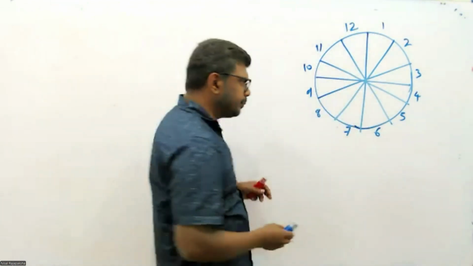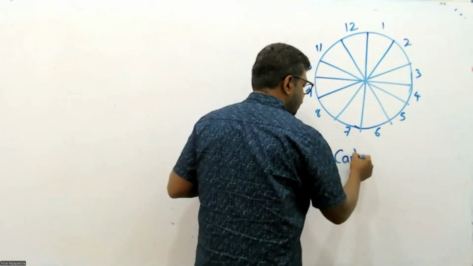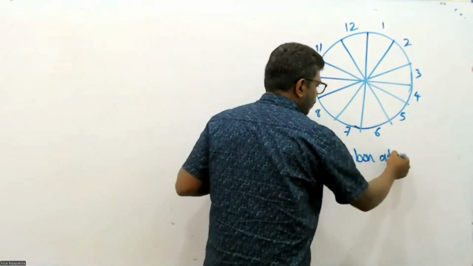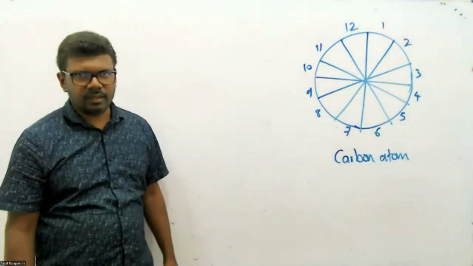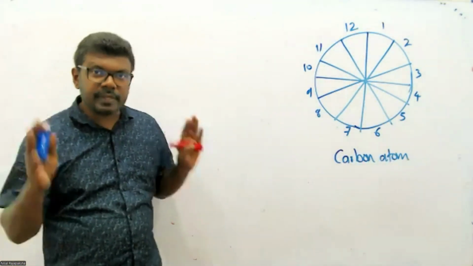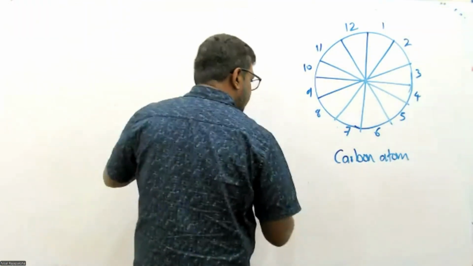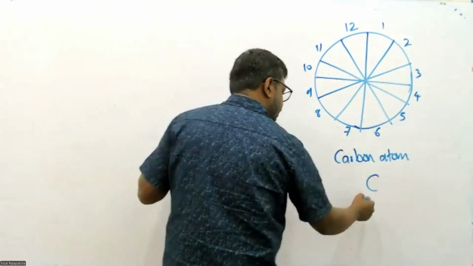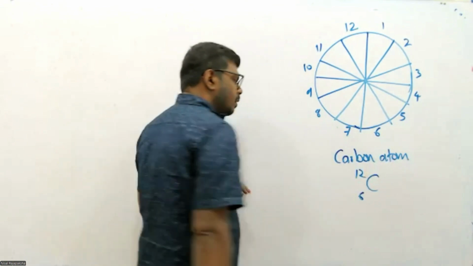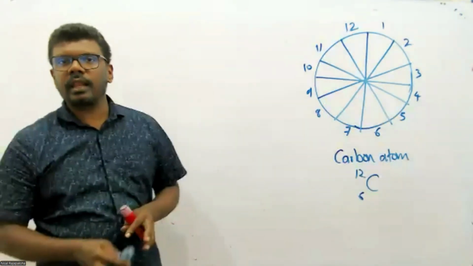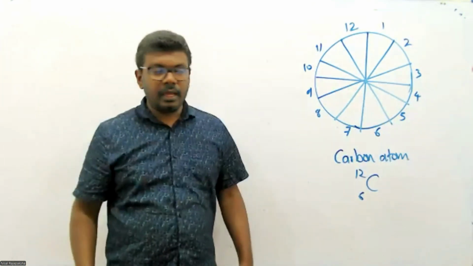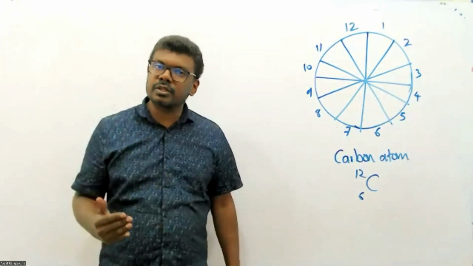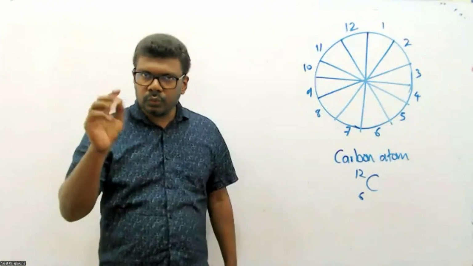What is this atom? Carbon-12 isotope. Yes, this is the carbon atom, a special isotope. What is this carbon atom's isotope? Carbon-12 isotope. So they selected the carbon-12 isotope and divided that carbon-12 isotope into 12.